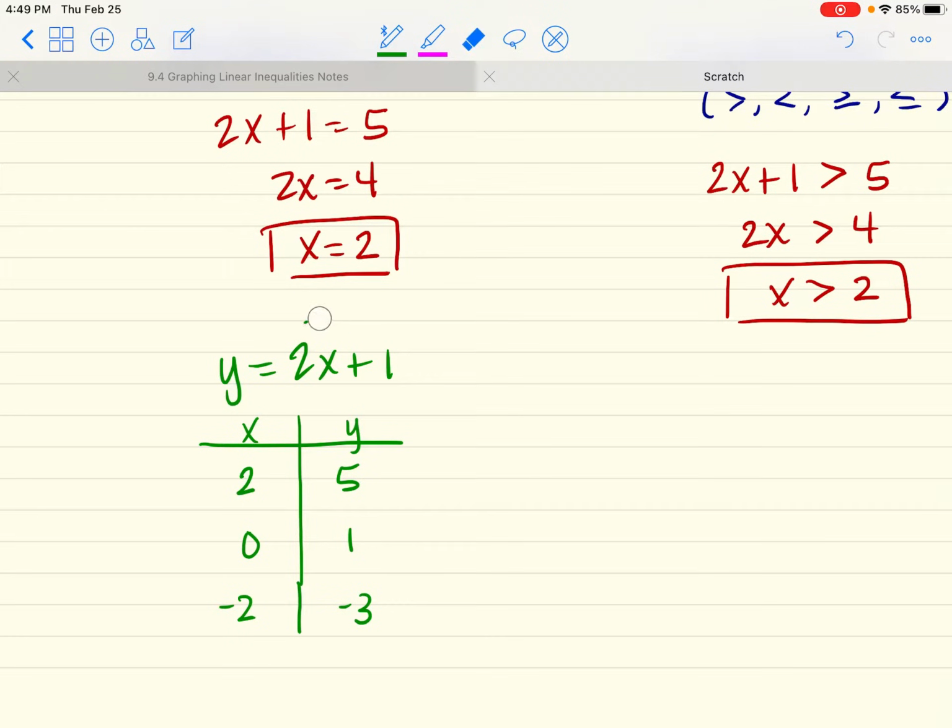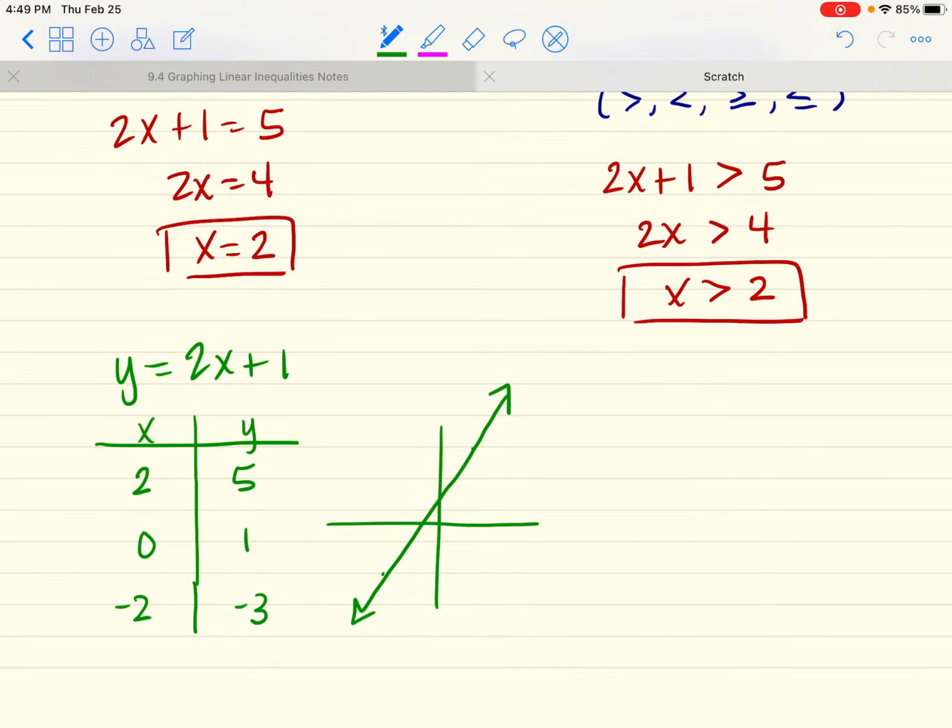I can pick any x value I want, plug it in there, get a y value, but what I'm going to get is a list of distinct solutions. And when we graph these, we plot these solutions, (2, 5), (0, 1), and (negative 2, negative 3), we end up connecting those points and creating the line that represents all of those solutions. Now when we're graphing a linear inequality, instead of y equal to 2x plus 1, if we had y greater than 2x plus 1, then what happens?